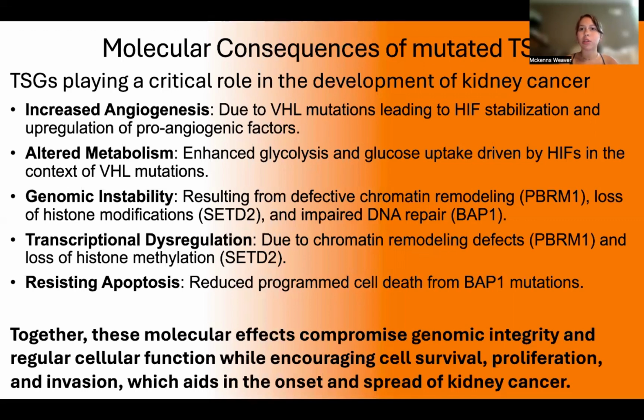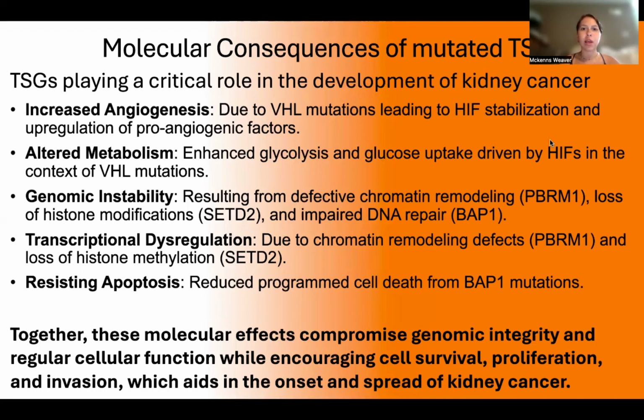So for the molecular consequences of mutated TSGs, TSGs play a critical role in the development of kidney cancer. We have increased angiogenesis, altered metabolism, genomic instability, transcriptional dysregulation, and resisting apoptosis. Apologies again. These are just roles that they play and things that they do.